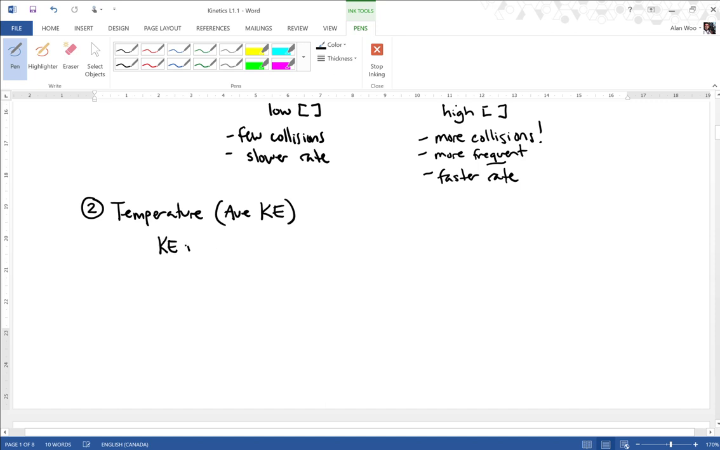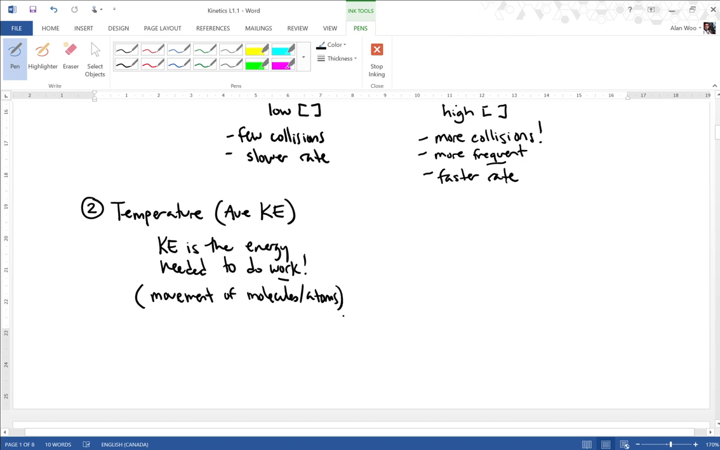KE is the energy needed to do work. And work can be several different things. Work can mean forming bonds, breaking bonds, or it can simply be used for movement of molecules or atoms.